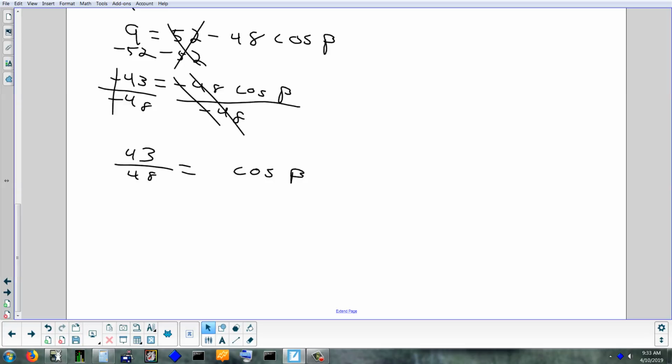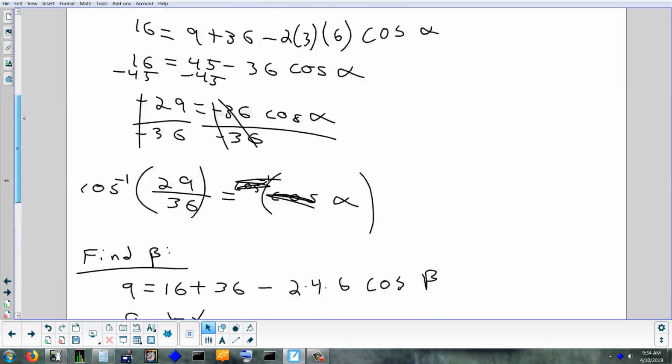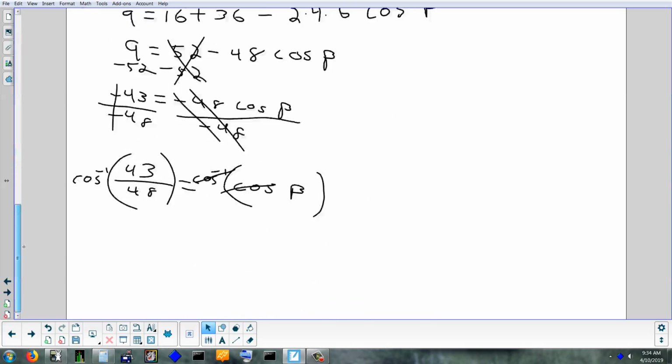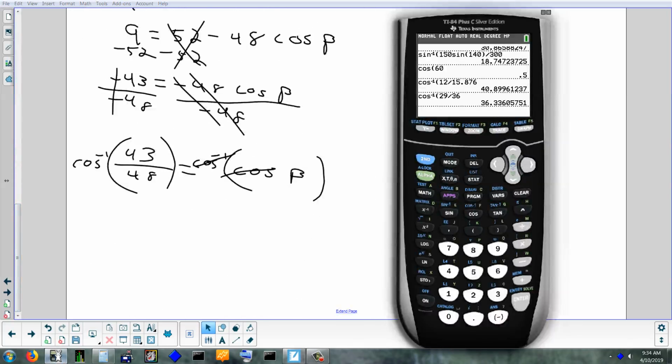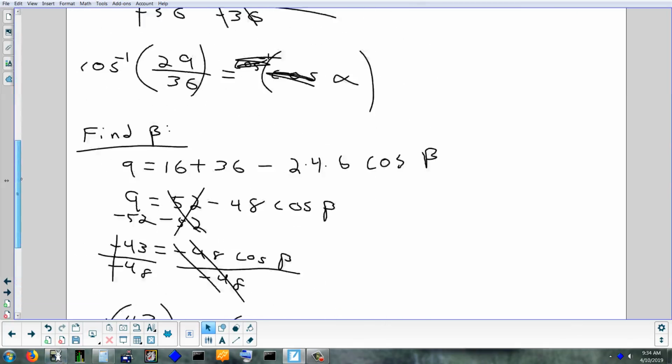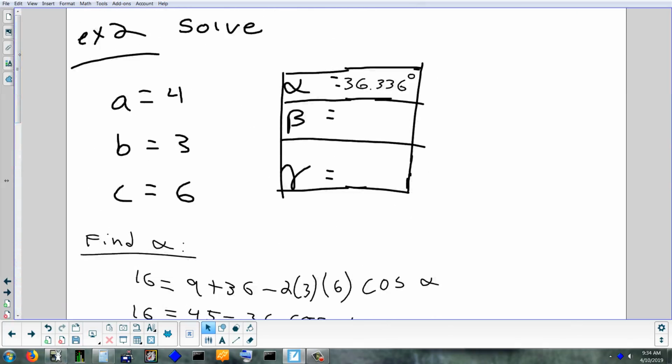Take the inverse. Yeah, now I can do the inverse cosine. Gone, gone. So inverse cosine of 43 over 48. And remember, we're looking for something smaller than 36. Does anybody have what that comes out to? 26.384. Oh, thank you.